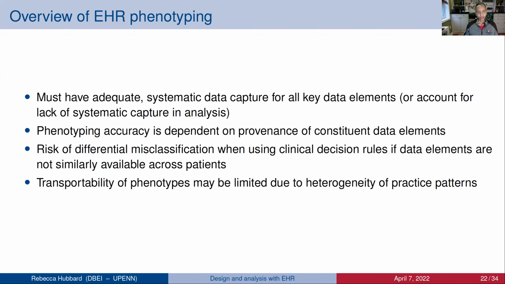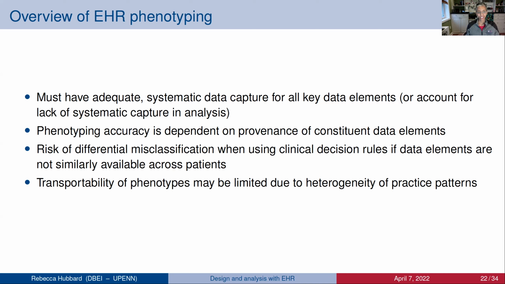So my general thinking about EHR phenotyping, just like my general thinking about identifying questions that are fit for use, is it all comes back to the quality and the consistency of the data that we have available. So it's just of fundamental importance that we have adequate systematic data capture for the key data elements that are going to become part of our subsequent analysis. The accuracy of the phenotype that we develop is going to be dependent on data provenance, on the constituent data elements that result from that data provenance process.